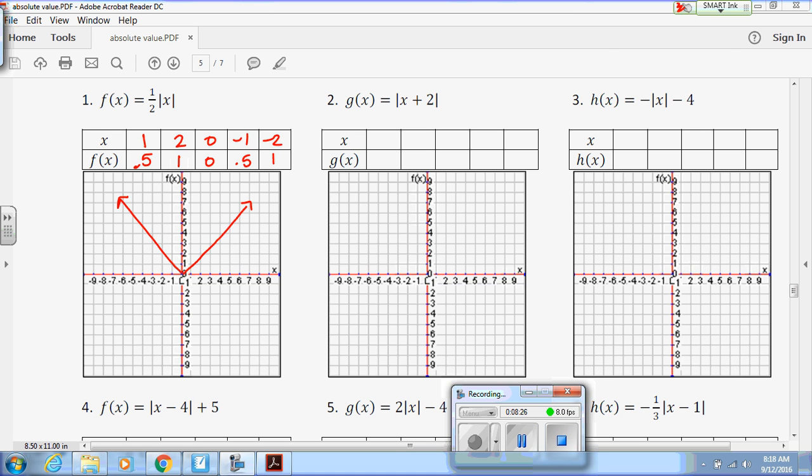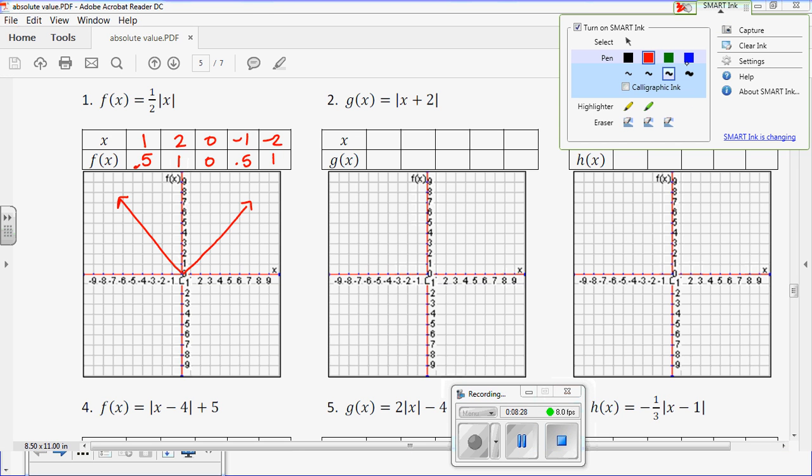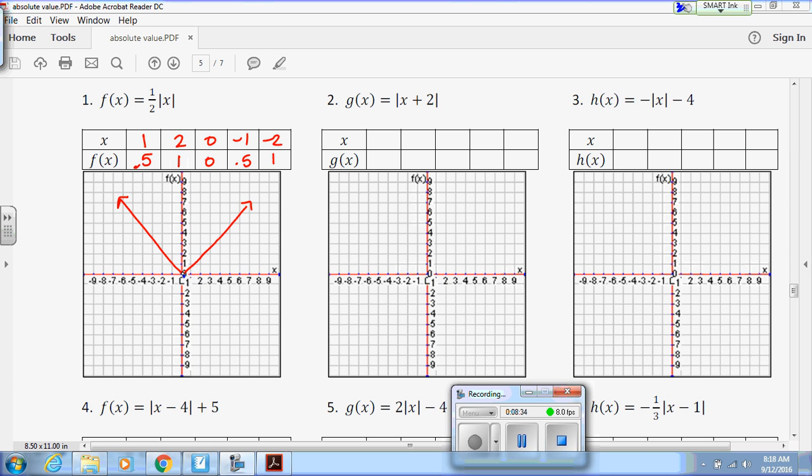Okay, let's see what my chances are of changing the color. Alright. So 0 is still at 0. 2 is now at 1. So it's just going to make it open wider, that 1/2.